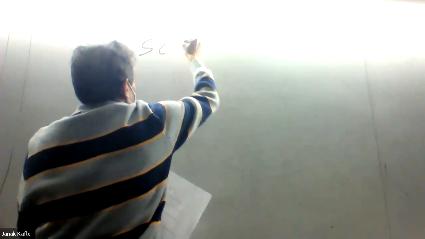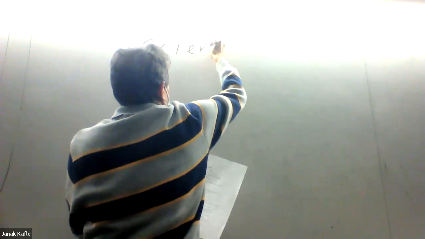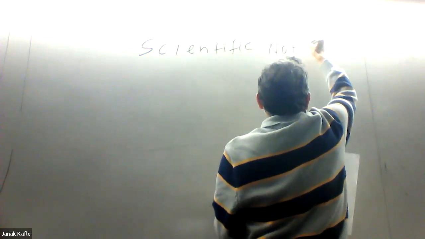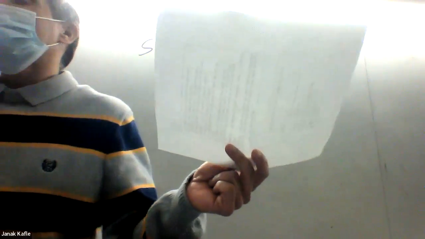So I am now in the 5th slide. That is what's that one? Scientific notation. Scientific is C-I-E-N-T-I-F-I-C. Scientific notation. So the very small number and very big number are hard to memorize, right?